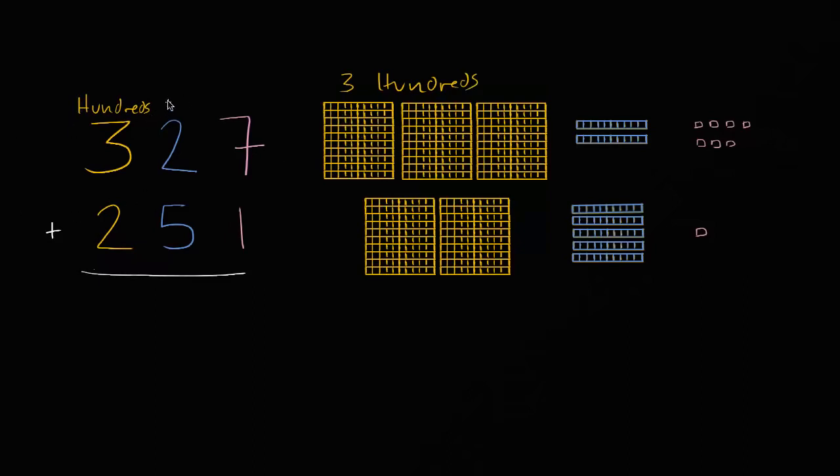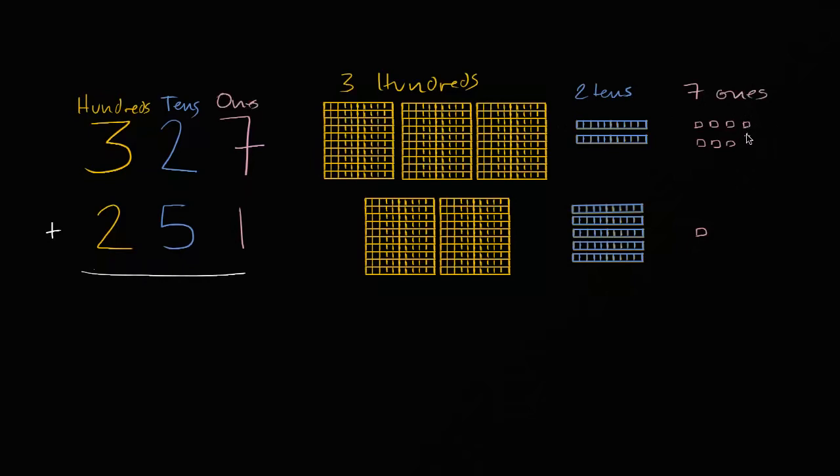And then I have 2 tens. The 2 is in the tens place, so this is the 2 tens right over here. And then I have 7 ones. The 7 is in the ones place. And you see the 7 ones right over there. Now, this is 3 hundreds, 2 tens, and 7 ones, or 327.